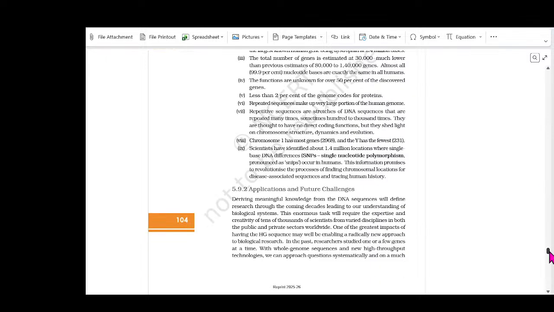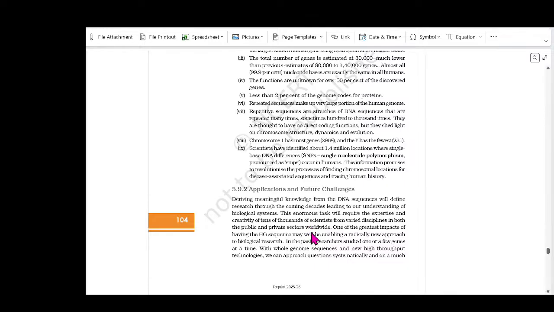Applications and future challenges. Deriving meaningful knowledge from the DNA sequences will define research through the coming decade, leading to our understanding of biological systems. This enormous task will require the expertise and creativity of tens of thousands of scientists from varied disciplines in both the public and private sectors worldwide.